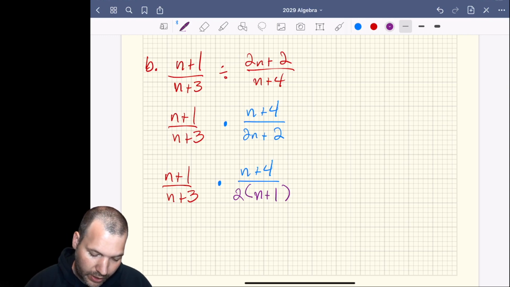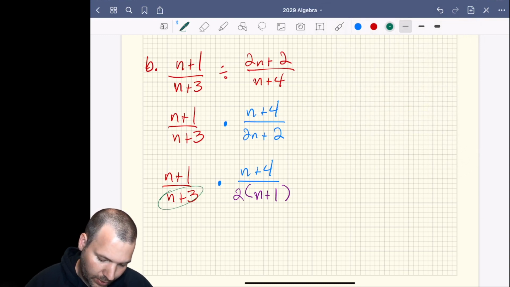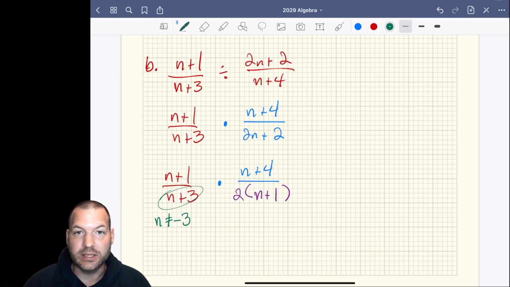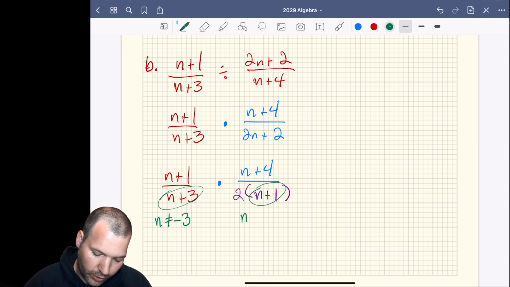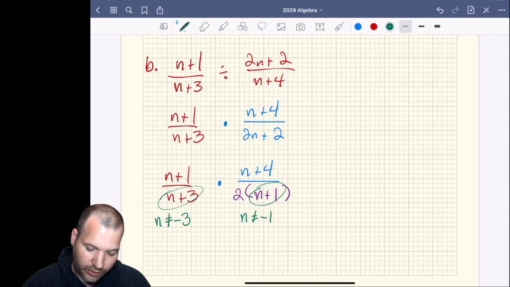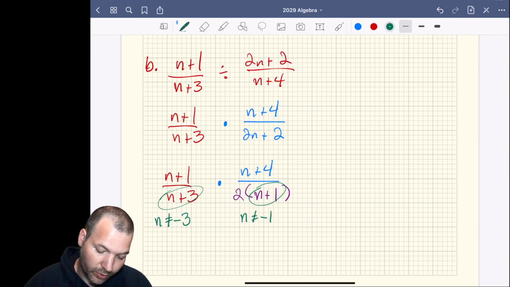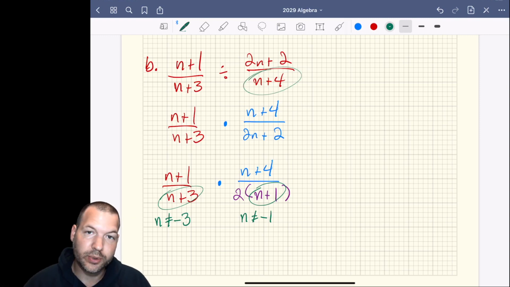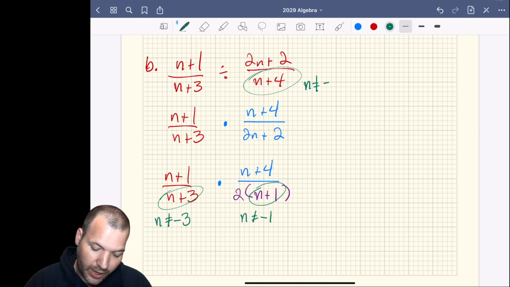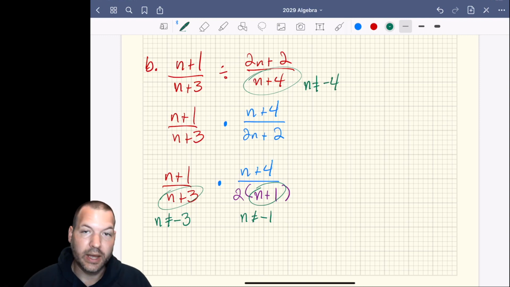From here, I'm going to quickly identify my excluded values. I actually remembered to do that this time. Of course, looking at this denominator, n cannot be negative 3 because it would cause that denominator to be 0. Of course, n cannot be negative 1. But also, remember, our original denominator back up here was actually n plus 4. So n also cannot be negative 4.